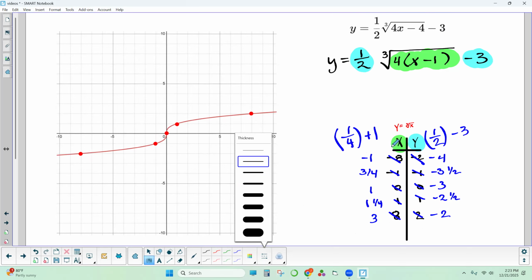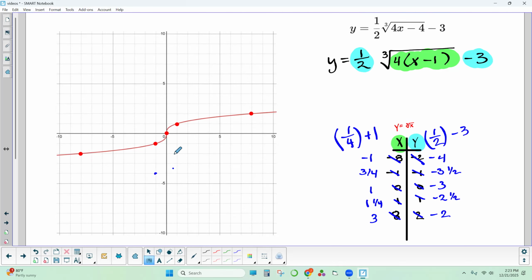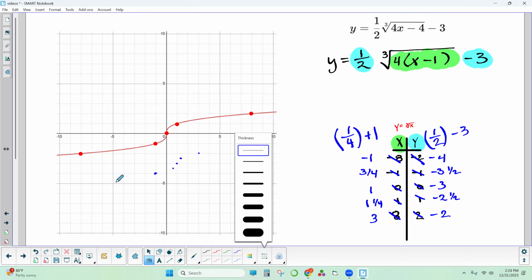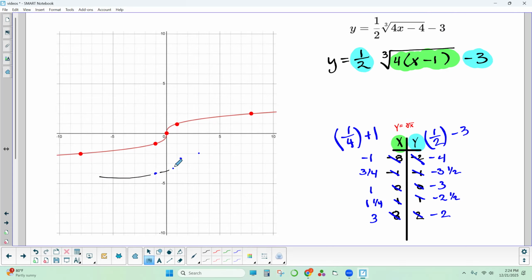So I've got a point at -1, -4, 3/4, -3.5. Right here. 1, -3, 1 1/4, -2.5, 3, -2. Okay, so I'm going to do my best again to kind of sketch this. And there is my graph.